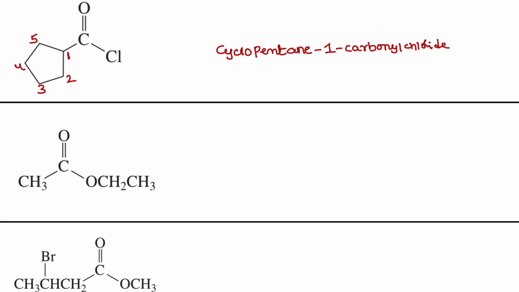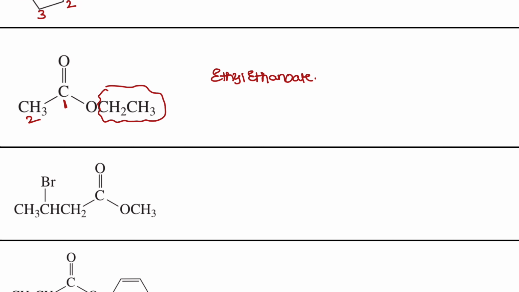And the next one is ester. Even while naming esters, the alkyl group attached to oxygen should be indicated first. So here this is the first carbon, this is the second carbon, and this is a branch. So the name of this compound is ethyl, root word eth, ane, ethanoate, oate, chain terminating functional group.